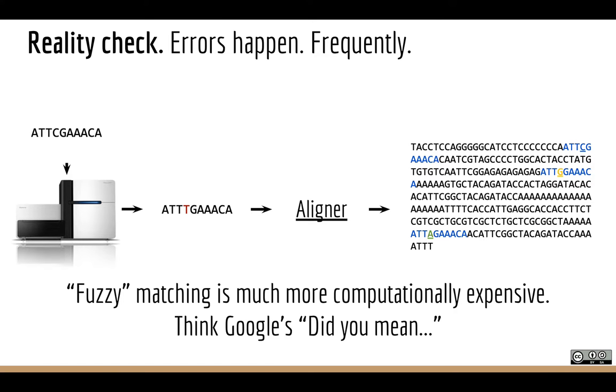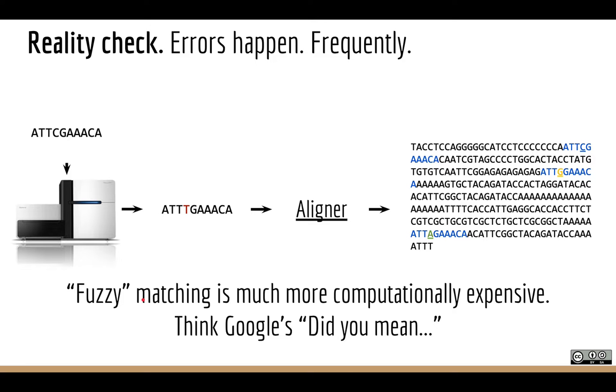But the reality is that sequencing errors can happen, and they happen frequently. So we can have differences between what was put in, A-T-T-C, but maybe this C got confused as a T because of maybe fluorescence bleed through between adjacent clusters on this Illumina device. And therefore, because sequence aligners know that there's potential for differences between the reference genome and the sequence that we're aligning, owing to both sequencing error and genetic polymorphism, it has to do so-called fuzzy matching.